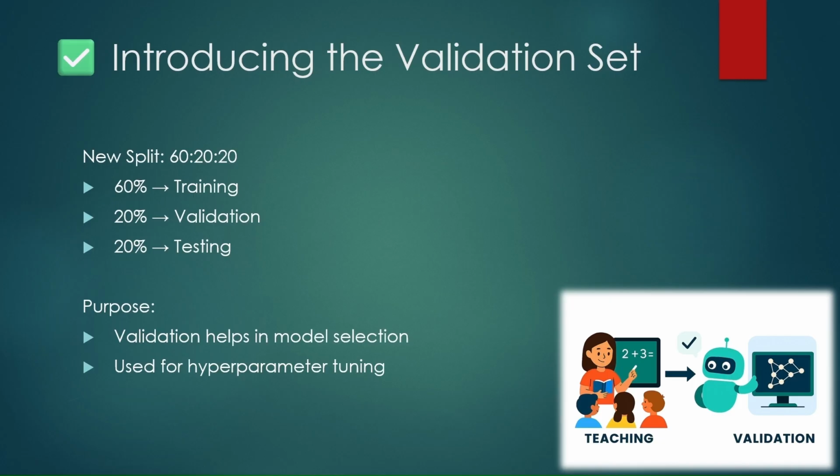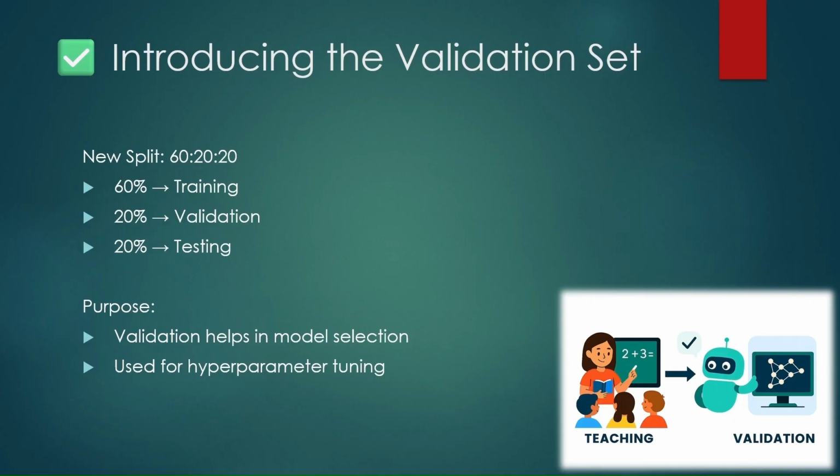Introducing the validation set. Now, let's talk about the validation set, which plays a crucial role in model development. Instead of just splitting the data into training and testing sets 80-20, we can divide it into three parts using a 60-20-20 ratio. Training set of 60% used to train the model.